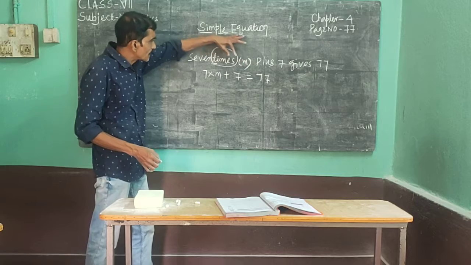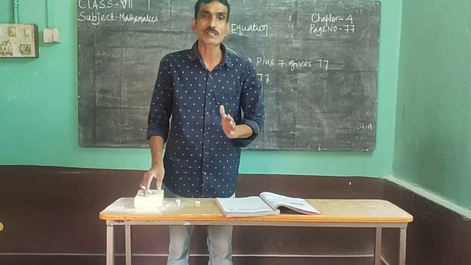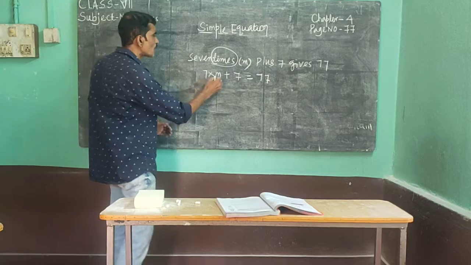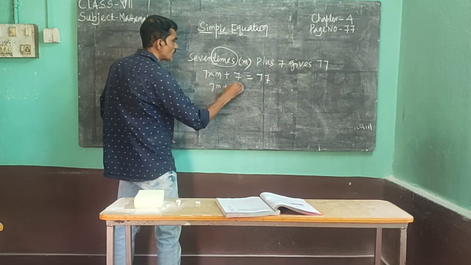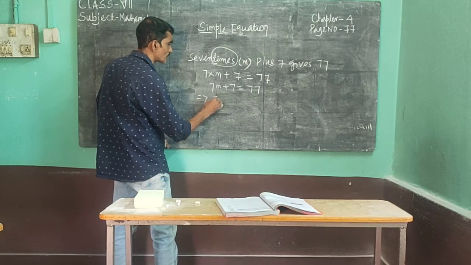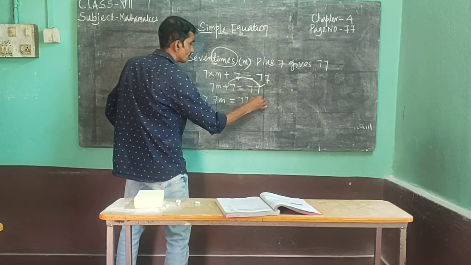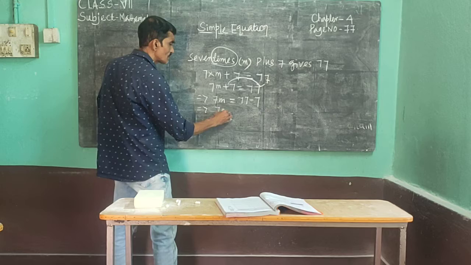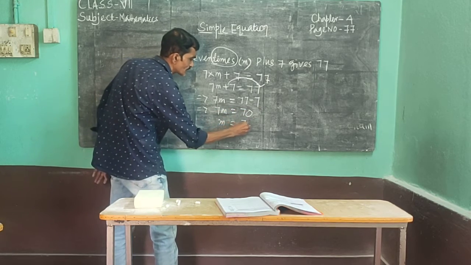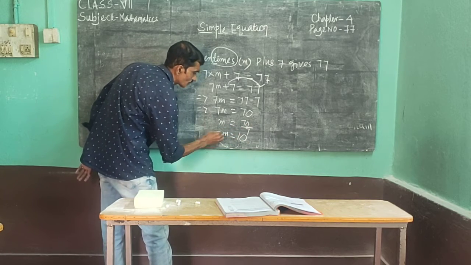7 times m. Times means multiply. For example, I am 5 times your age means your age multiplied by 5. So what did you get here? 7m plus 7 is equal to 77. Then solve it by the method of transposition. Plus 7 going to that side, what should we do here? Minus 7. Then 7m is equal to 70. Then m equals, multiply going to that side, divided by 7. m equals 10. This is your answer.